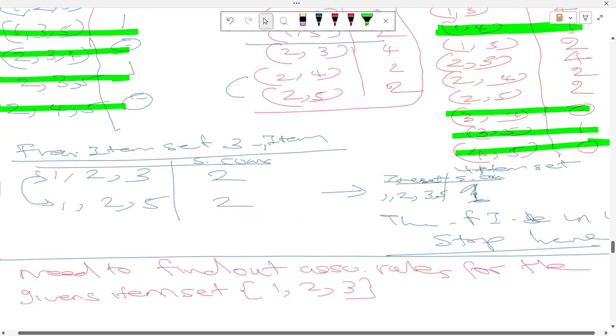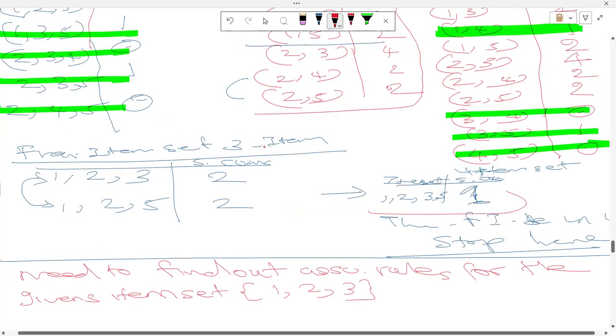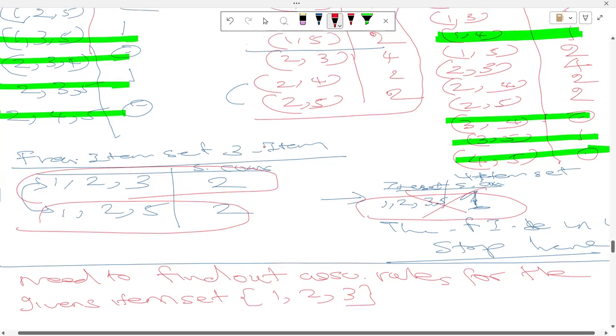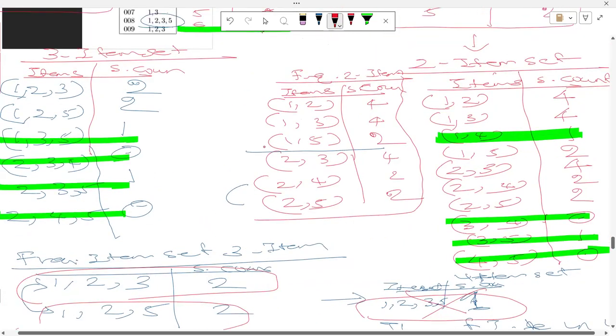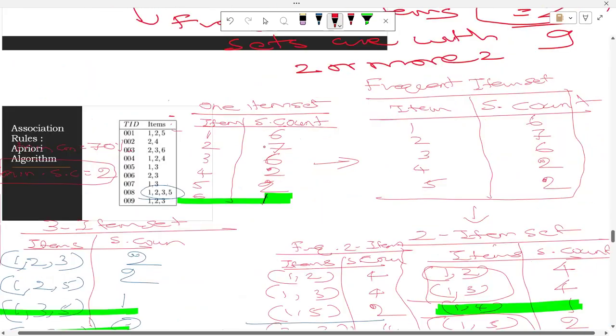In this scenario, for this one item set, we do not calculate the association rules. Why? It does not satisfy the minimum support count, so we are omitting it. Otherwise, you need to generate the association rules for this one and this one, right? Similarly, you need to calculate the association rules for these elements, these and these, right? For one element, we do not consider it. For one item set, we cannot find an association rule, right?